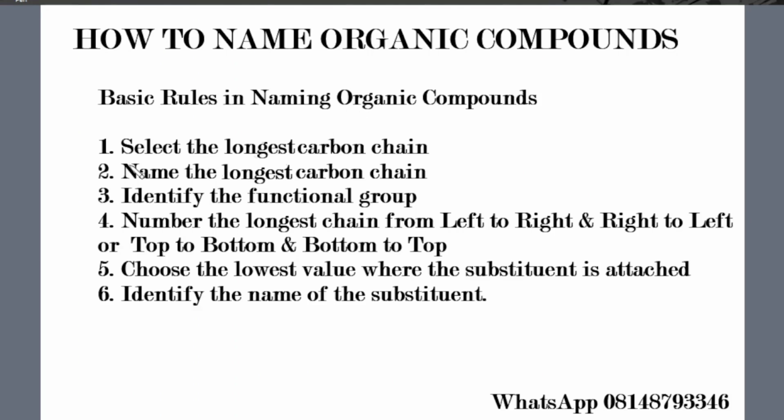The first thing to be done is to select the longest carbon chain. The second thing is to name the longest carbon chain. The third is to identify the functional group. The fourth is to number the longest chain from left to right and right to left, or top to bottom and bottom to top. The fifth thing to be done is to choose the lowest value where the substituent is attached. And then the sixth thing to be done is to identify the name of the substituent.